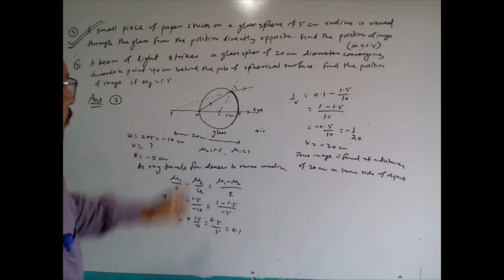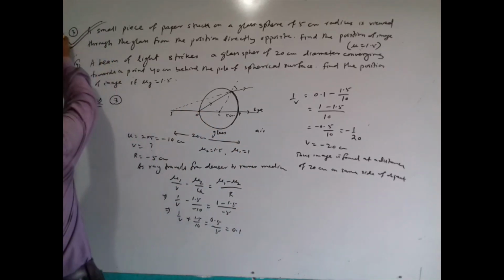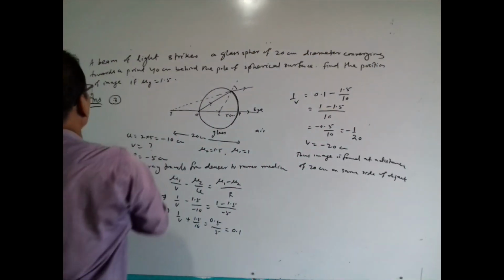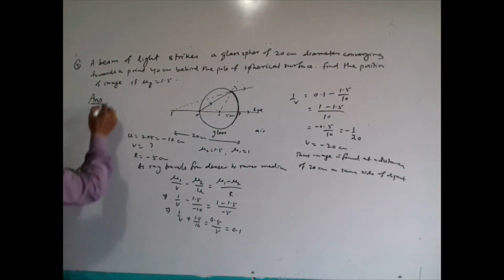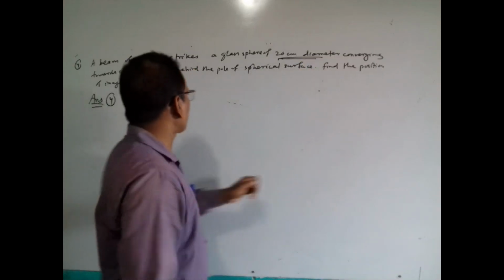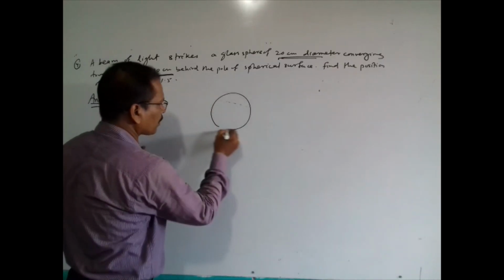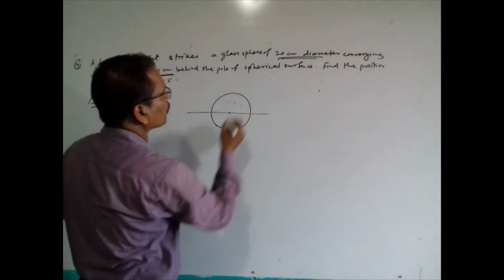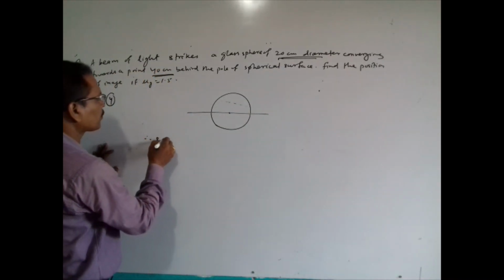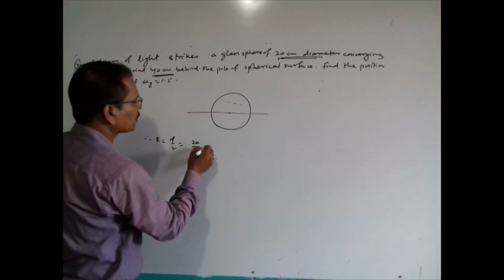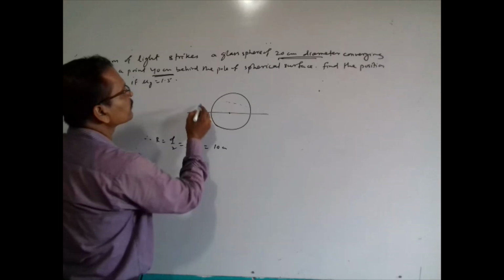Come to number 4. A beam of light strikes a glass sphere of 20 cm diameter. This is the glass sphere. The diameter is 20 cm. Therefore, R is equal to d by 2, that is 20 by 2. This is 10 cm.